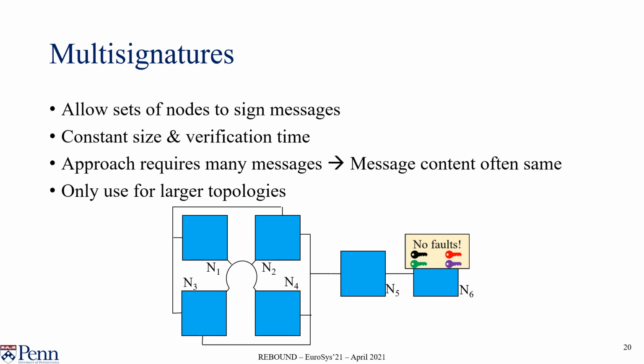In small topologies, it is not quite as useful because multi-signatures require a longer time to verify. However, since the verification time is constant, the advantage of using them grows more and more as the system size grows.